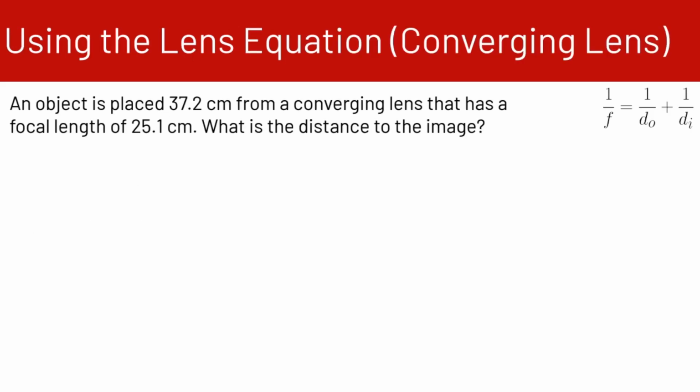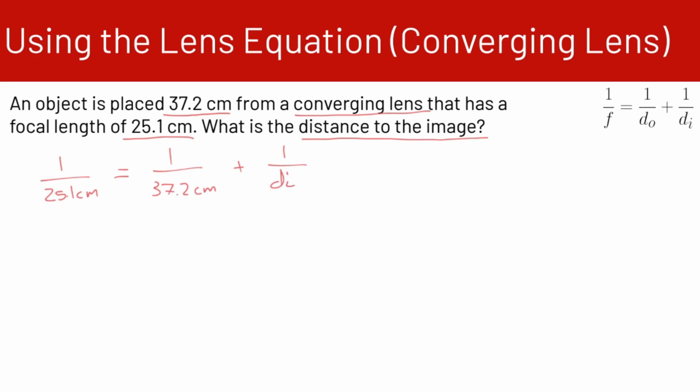Okay, so now we're going to use the lens equation on a couple of examples. The first example deals with converging lenses. So we have an object placed 37.2 centimeters from a converging lens that has a focal length of 25.1 centimeters. We want to know what is the distance to the image. So let's set up our equation here. So we have 1 over 25.1 centimeters is equal to 1 over 37.2 centimeters plus 1 over d_i.